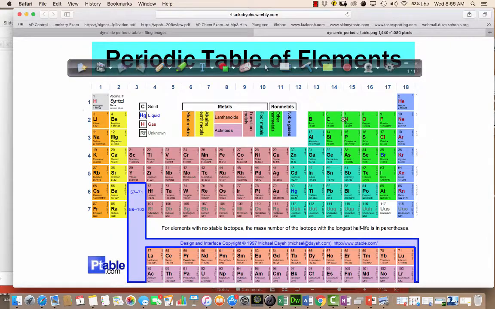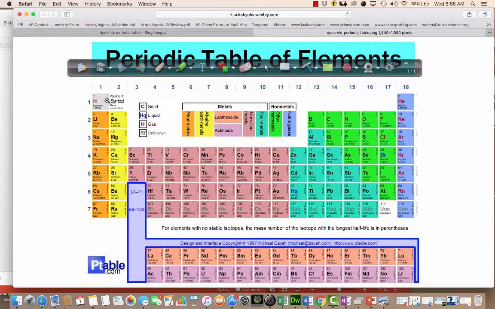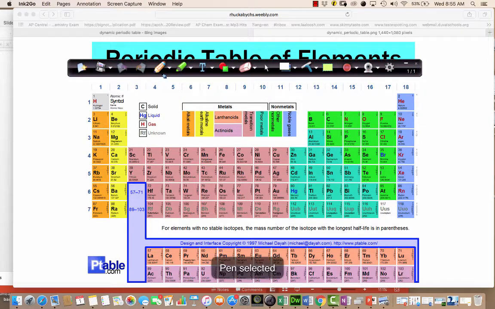So the rows are the horizontal rows, and then we have groups, which are also called families, which go up and down. Now rows, remember, the row number will give a reference to the energy level that the valence electrons are on. So if it's on a row 4, the valence electrons are on energy level 4. Now the groups and families, well, they're called families because they have very similar chemical properties. So that is because they have very similar electron configuration. So everything in group 1 ends with S1. Everything in group 2 ends with S2, so they all react in a very similar fashion.